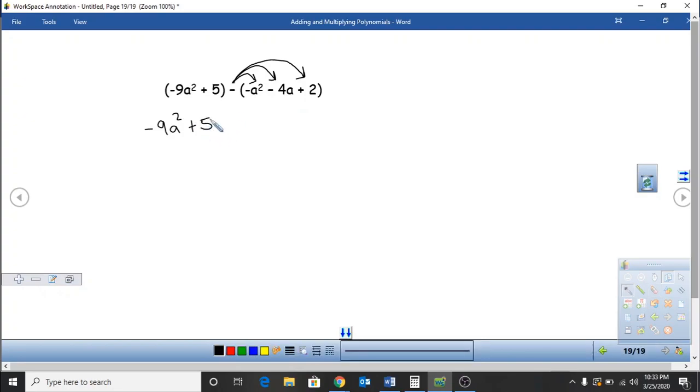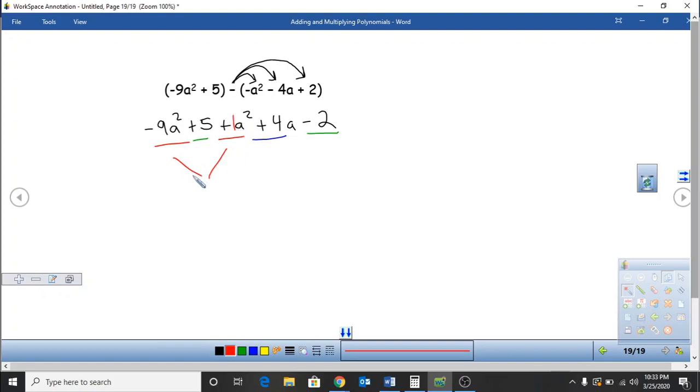So what this is going to do is, let me rewrite this 5 real quick so it looks like a 5. All right, so it's going to change this negative a squared into a plus a squared, or a positive a squared. It's going to change this negative 4a into a plus 4a, and then this 2, it's going to change into a minus 2. Now I'm going to take my color and underline like terms, right? So a squared with a squared, numbers with numbers, and then this happens to have nothing to combine with, all right?